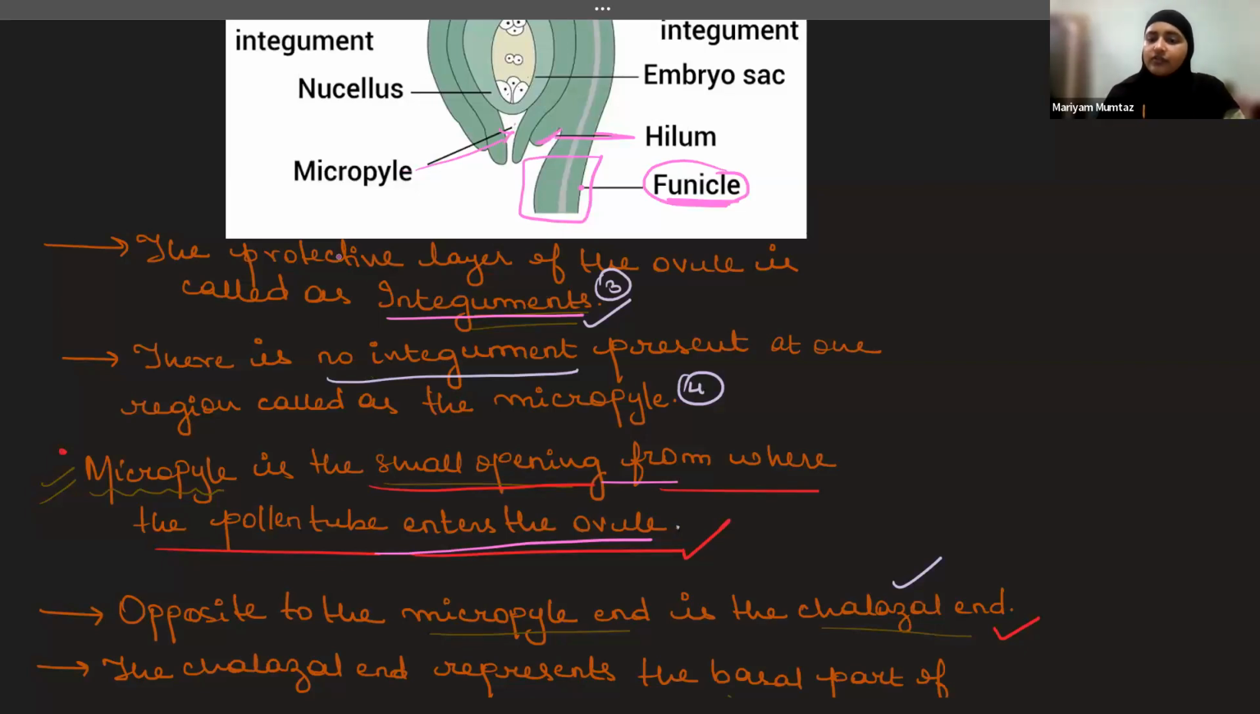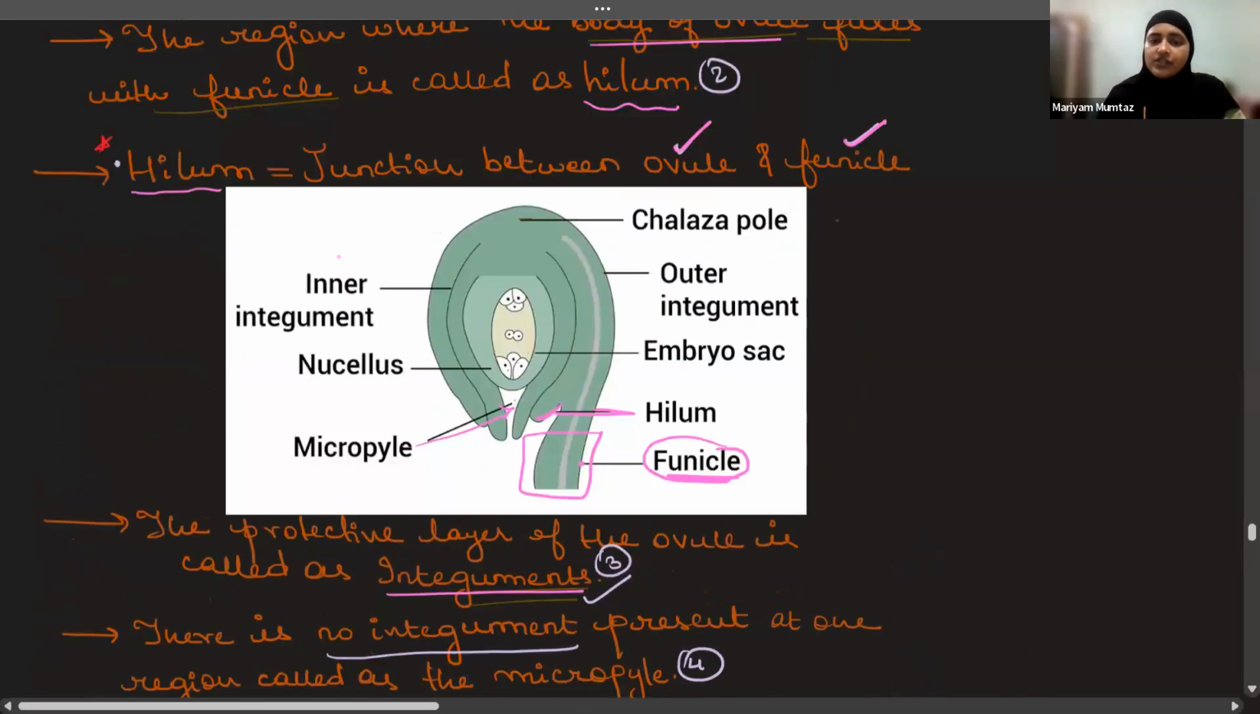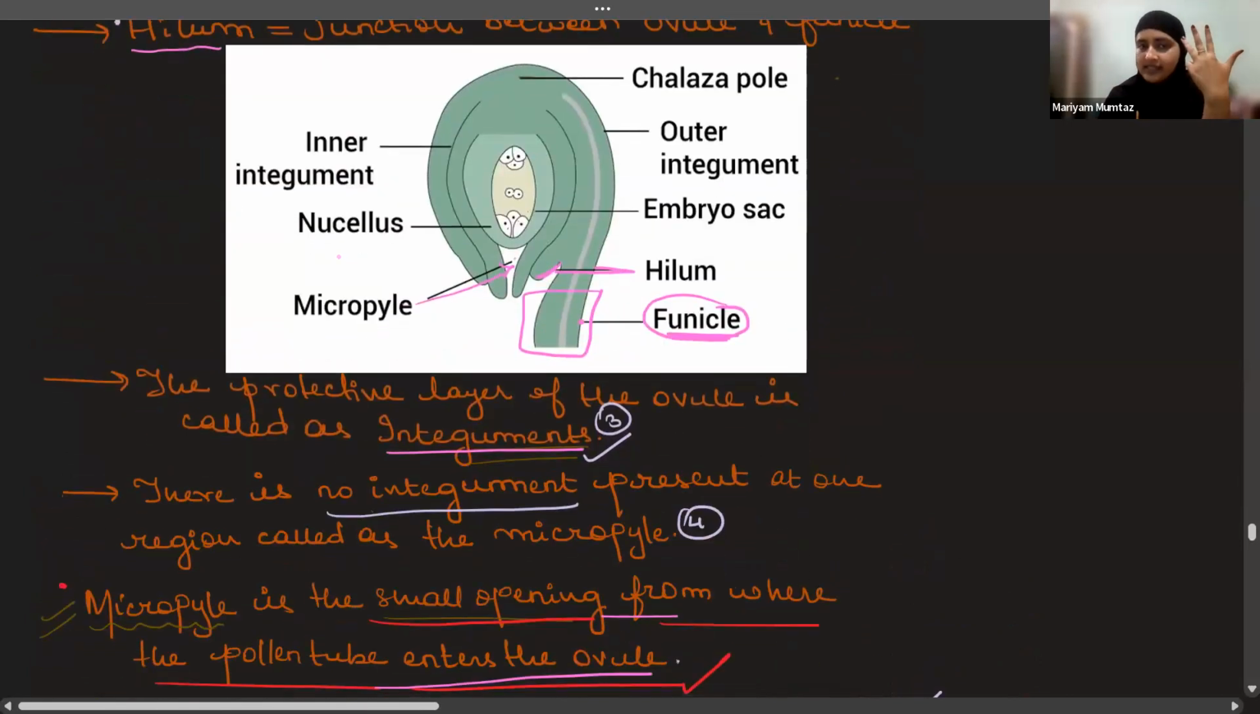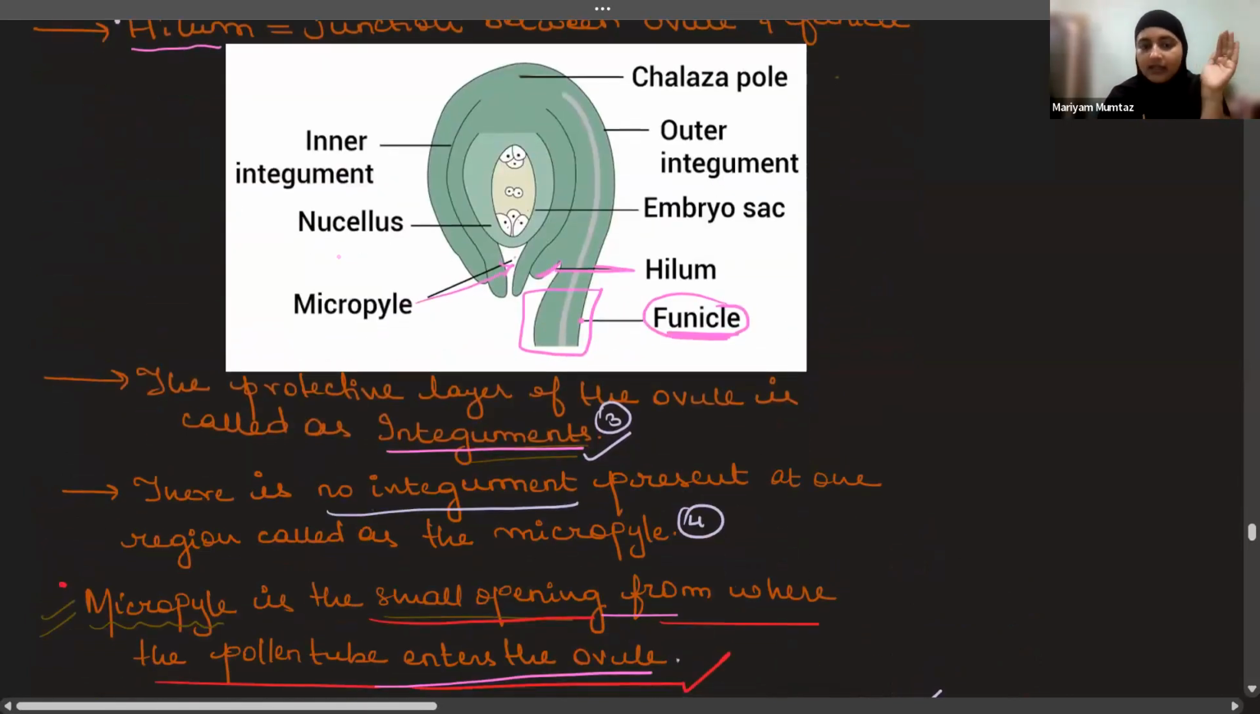The different parts of the ovule are clear, such as, first of all, the funicle, secondly, the hilum, then the integuments, and lastly, the micropyle. This much we have discussed up until now.